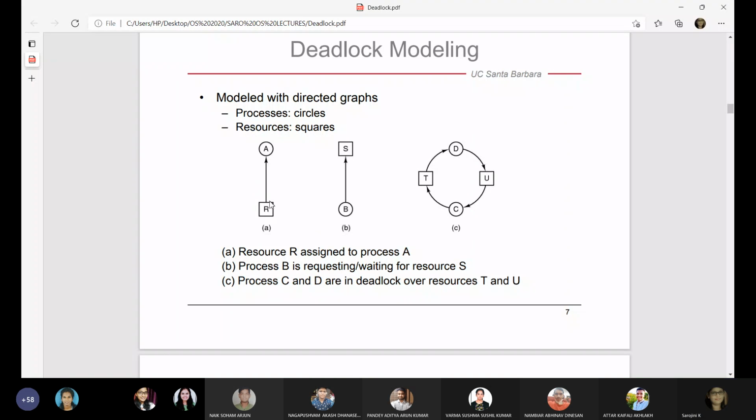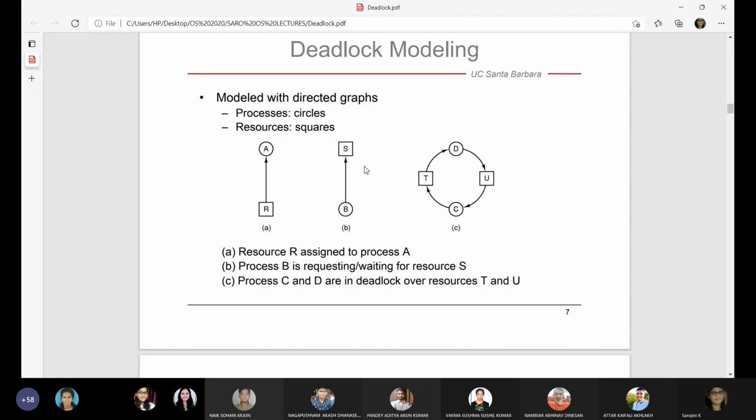Then it represents that process A is requesting resource R, because the arrow is going away from A. It is not towards A, it is away from A. So process A is requesting, not getting, the resource R. But as per this diagram, process A is possessing, holding the resource R. We can say it in another way, with respect to R: resource R is assigned to process A.